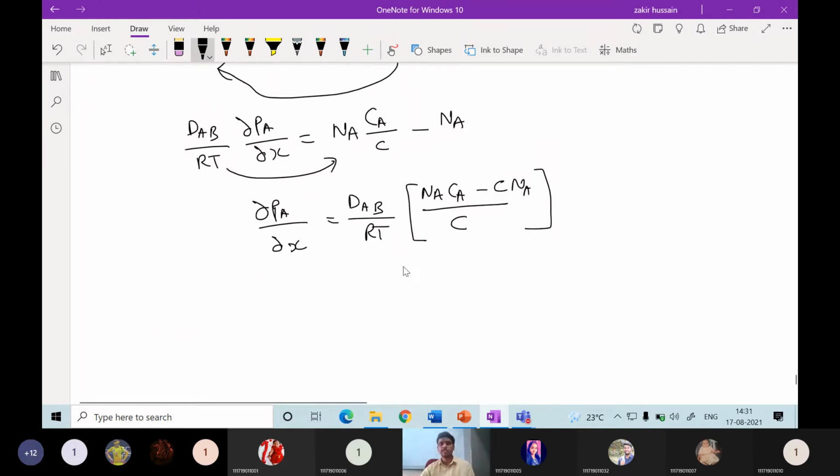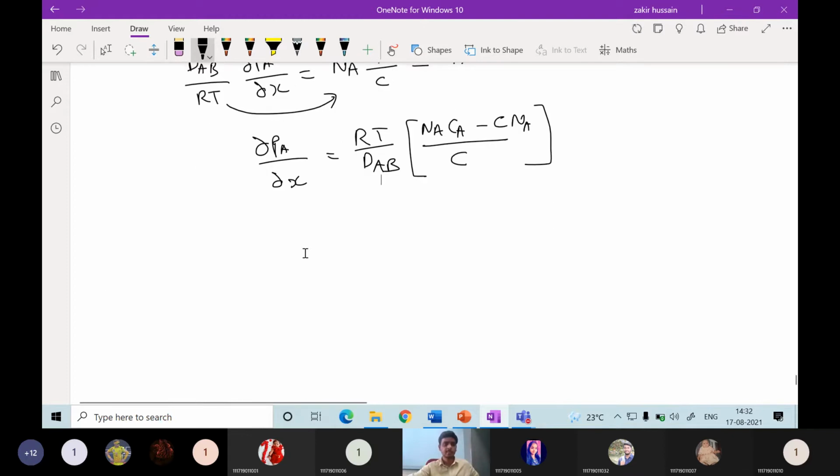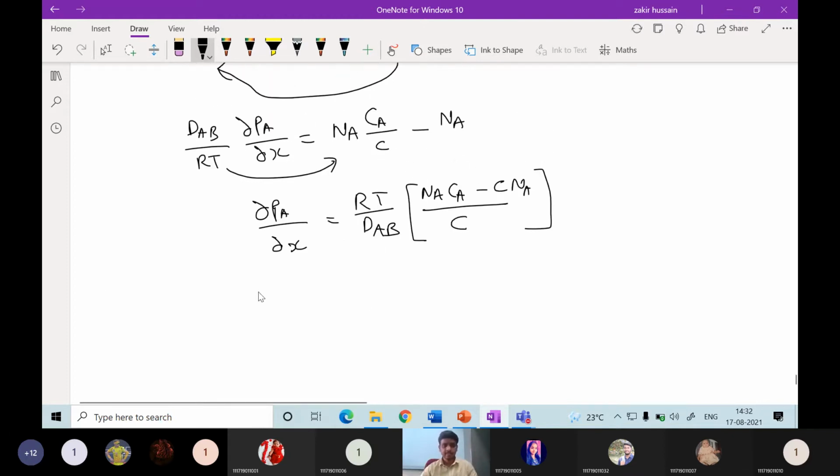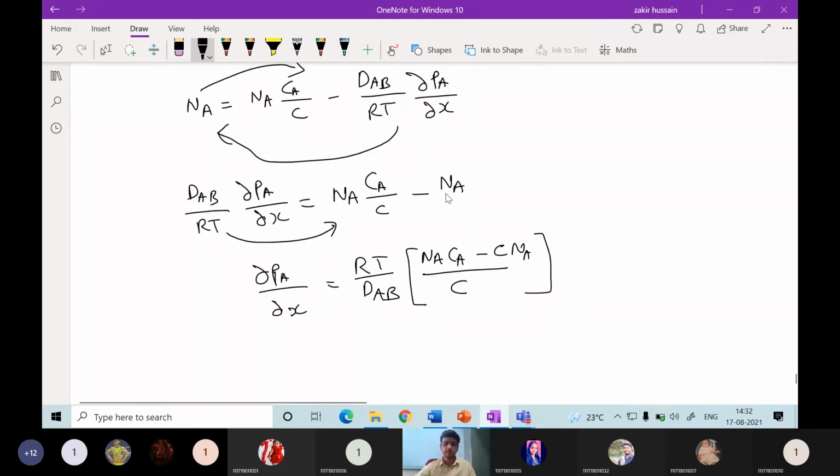Then let us rearrange this once again. Here it is reversed, and this RT will come to the numerator, RT by DAB. Nobody is following, I think. That is PA by RT. Here also we can substitute. We know that CA is equal to PA by RT. So let us substitute this: CA is equal to PA by RT and C is equal to PT by RT.